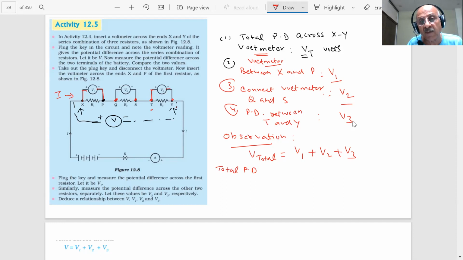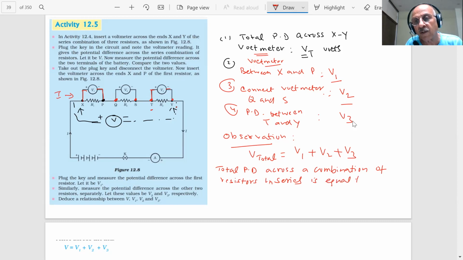So I can say that the total potential difference across a combination of resistors in series is equal to the sum of potential differences across the individual resistors. Got it?